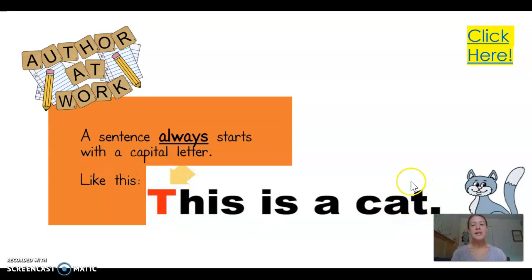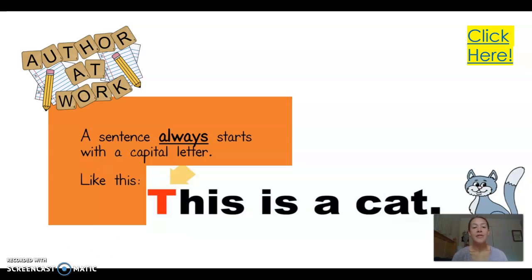I don't need a capital T here because it's at the end of the word, at the end of the sentence. So we only need a capital letter, the first letter of the first word at the beginning of the sentence right here. This is a cat. It needs a capital T. A sentence always starts with a capital letter. It lets your reader know that you've started a new sentence. You might be talking about something new, and it helps organize and helps us read a little bit easier.